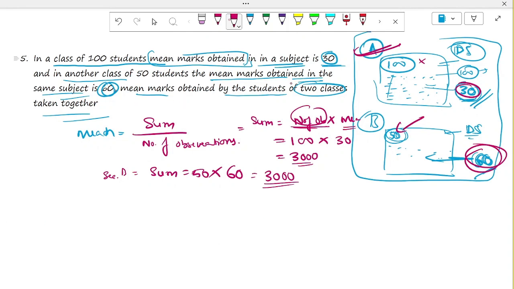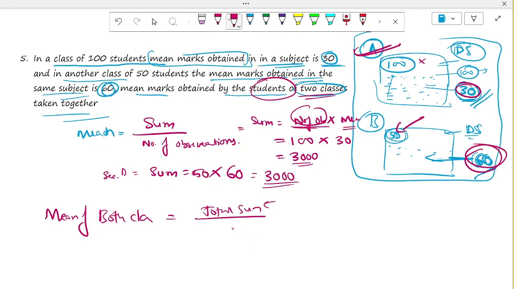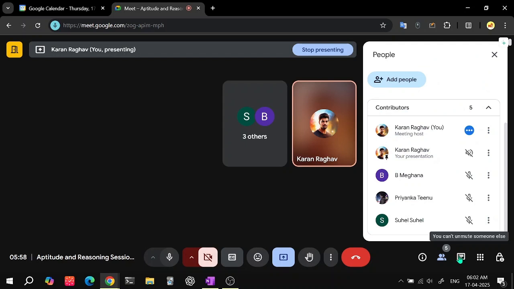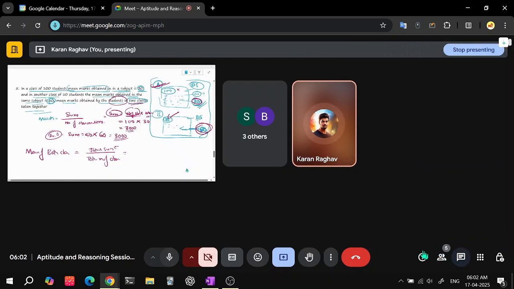Now what is the question? You need to find the average of both the classes together. So mean of both classes. Again, total sum. The sentence looks a bit confusing. Total and sum are both same actually, but why I'm saying total sum is because I have got two sums. I need to add both of them. So total sum and total number of observations. So what is total sum in this case? You can answer me now.